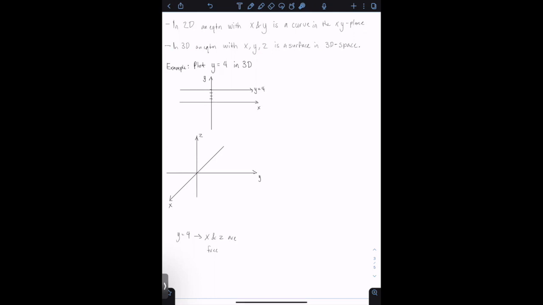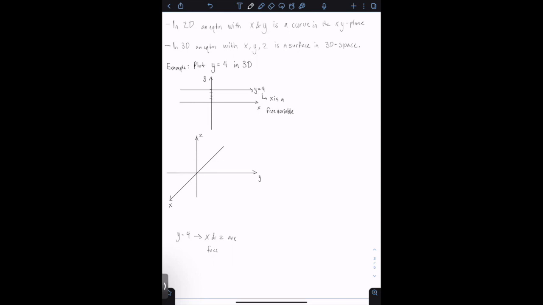Let's try to plot Y equals 4 in 3D. Let's think about what it looks like in 2D. Usually that's one of the first steps you want to do when you're trying to plot something in 3D: think about what it looks like in 2D, and then that'll help you visualize what it's going to look like in 3D. So Y equals 4 in 2D is just going to be this horizontal line. And X is not involved in this equation, right? So X is a free variable.